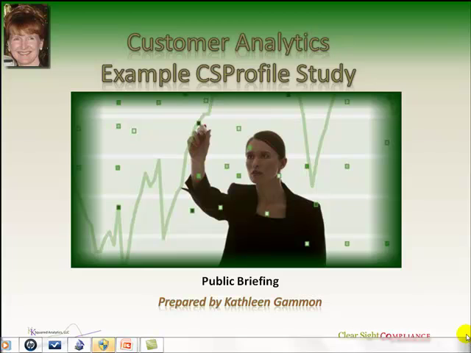ClearSight Compliance provides businesses with an ability to capture, organize, manage, and leverage their information through application of technology. We provide consulting services and implementation services. Today, we're going to be focused on our analytics capability. That is, how do you leverage the information you have on hand?